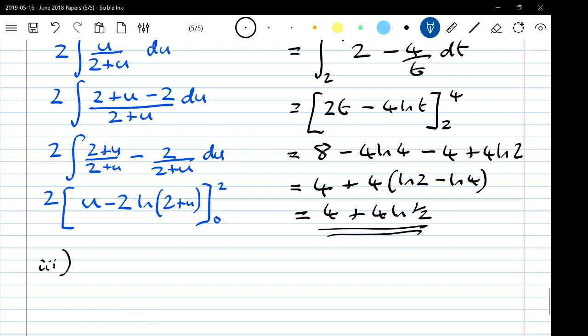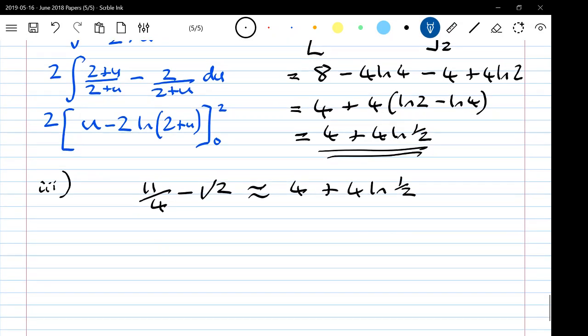Part 3 involves you saying that 11 over 4 minus root 2 is approximately equal to 4 plus 4 ln a half. The question has talked about natural log of 2 in this, hasn't it? So at this point, if I haven't already, I am thinking I need to get that in terms of natural log of 2. And because a half is 2 to the minus 1, I can write it like that.